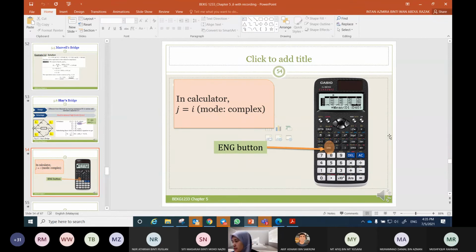Okay. In calculator, I. Okay. J is equal to I.